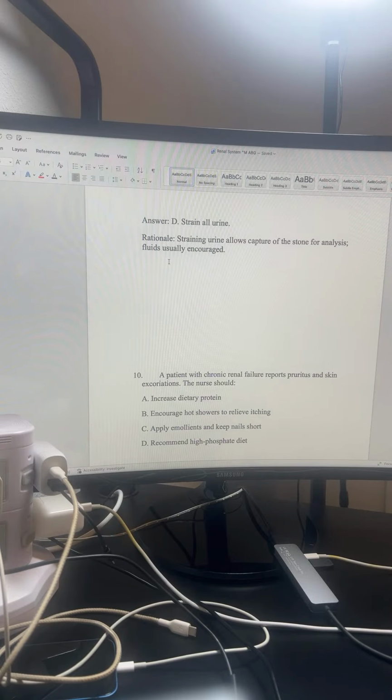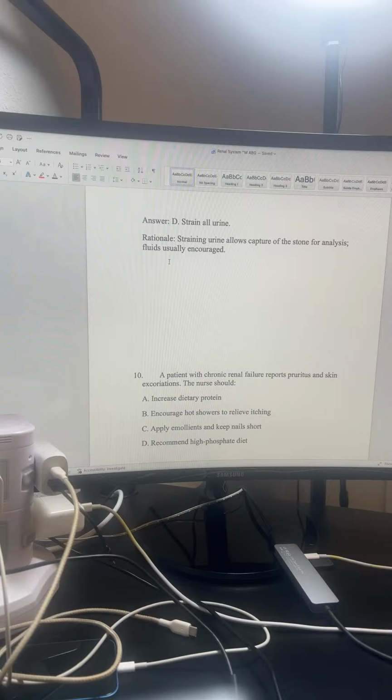A patient with chronic renal failure reports pruritus and skin excoriations. The nurse should: A, increase dietary protein, B, encourage hot showers to relieve itching, C, apply emollients and keep nails short, D, recommend high phosphate diet. So you have a patient here that is in chronic renal failure. They're having pruritus and skin excoriation.